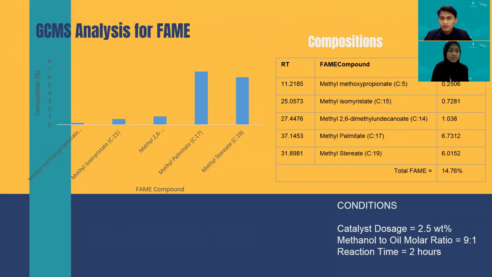This is the result of GCMS analysis for fatty acid methyl ester of the parameters catalyst dosage 2.5%, methanol to oil molar ratio 9:1, and reaction time of 2 hours. It shows that the methyl palmitate, also known as C17, got the highest composition, which is 6.7%, and the total FAME composition is 14.76%.